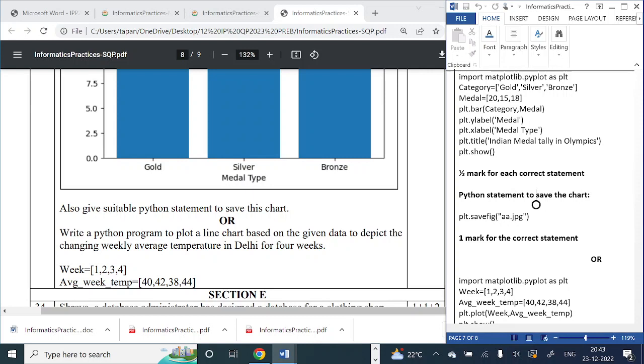So here aa.jpg, you can give your own name. So this is of 5 marks.